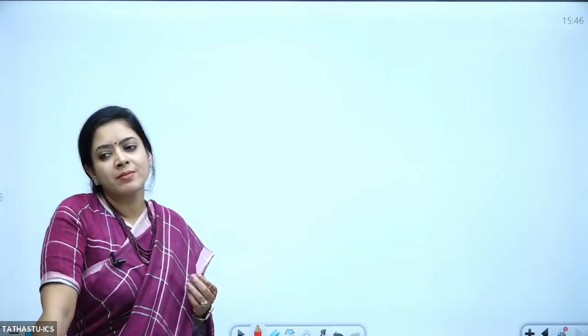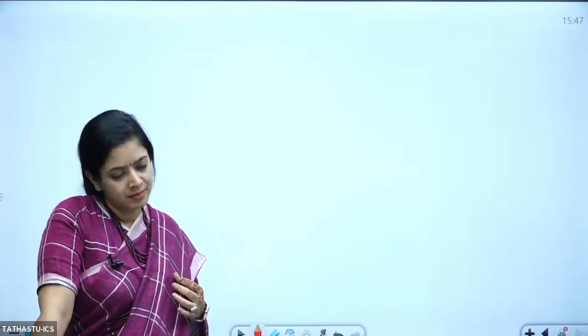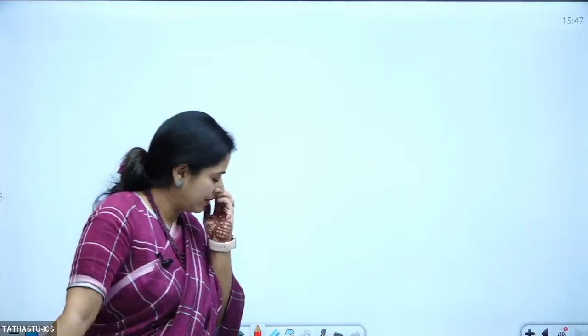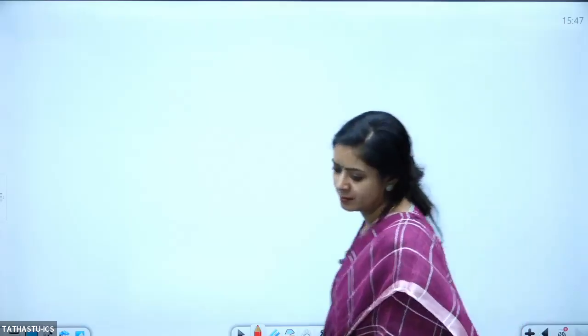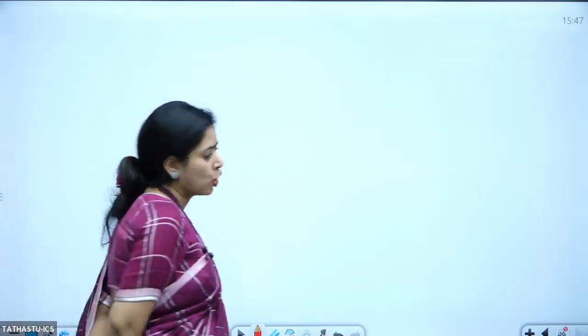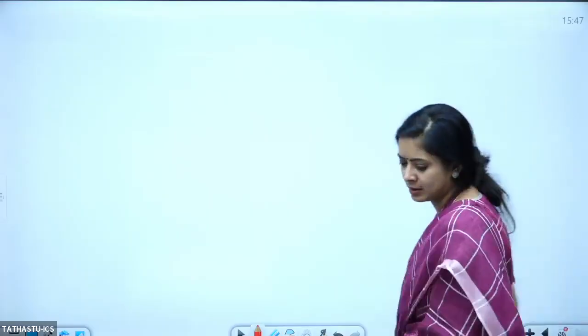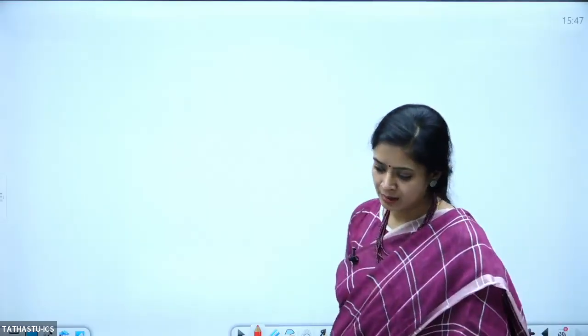What is vyapti? Yes, write down vyapti. Vyapti is the universal, necessary, unconditional, concomitant relation between hetu and sadhya.